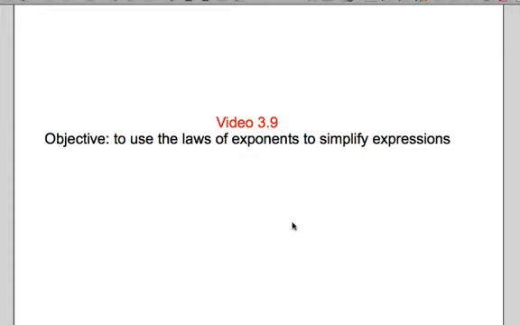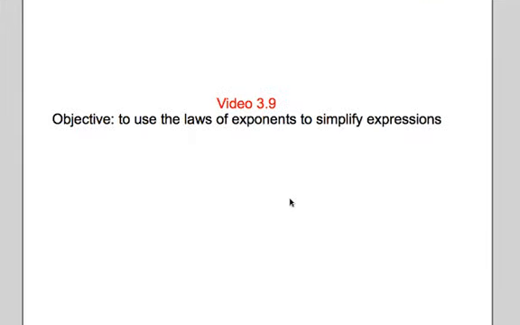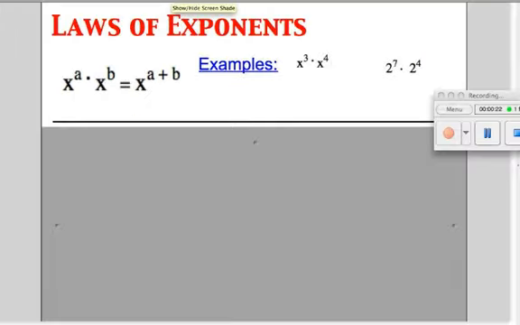This is video 3.9, and the objective in this video is to use the laws of exponents to simplify expressions. The first law is when we're multiplying two things with the same base. By base, I mean the x. It's got the same bottom, so to speak, and they are both to a certain power.